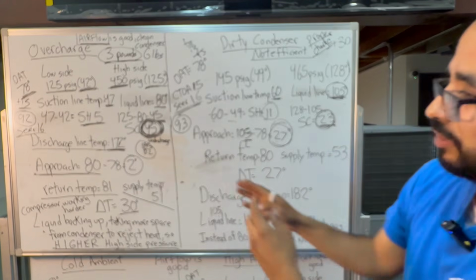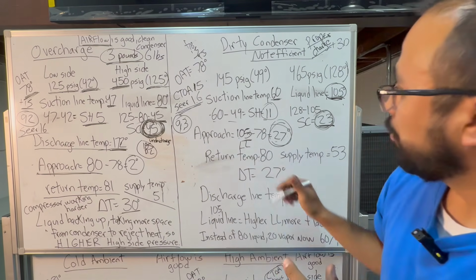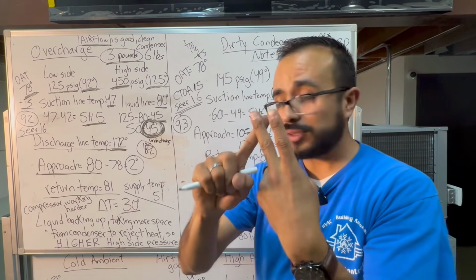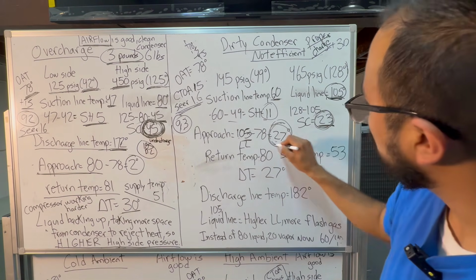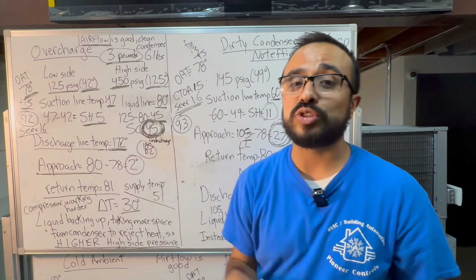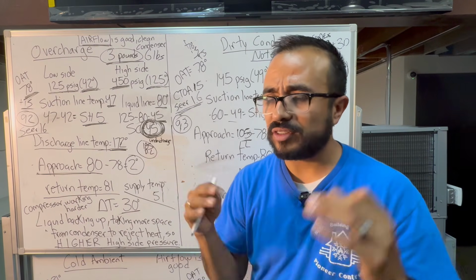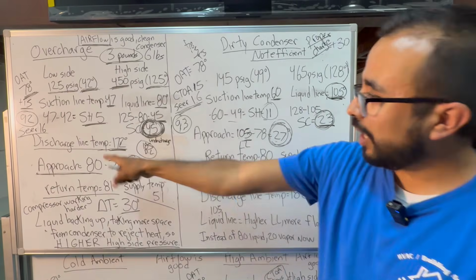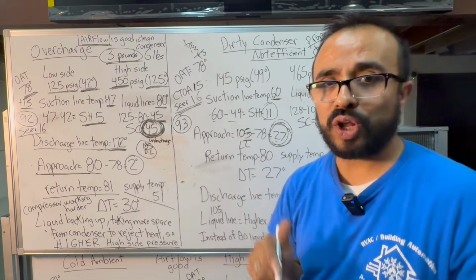My approach, and this is the difference. This is where I really want you to pay attention to the approach. My approach, remember what it is? Liquid line temperature minus my ambient. So 105 minus my ambient, 78. I have an approach of 27. 27 degrees, that's a high approach. We should be between 7 and 12. Some manufacturers will say 7 and 16. It varies, but you get the idea. It's too high. And the system that was overcharged, it was too low.